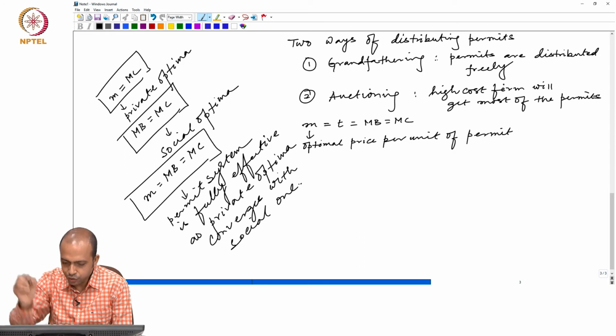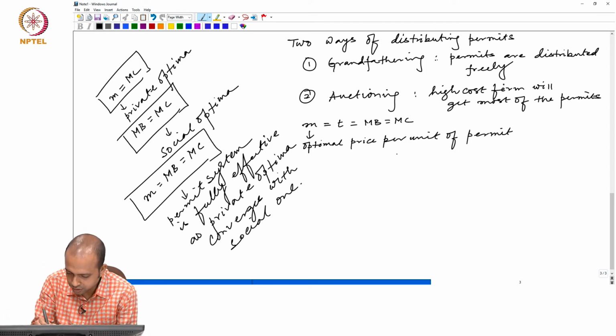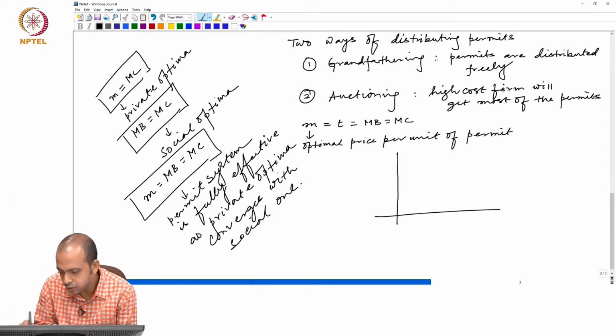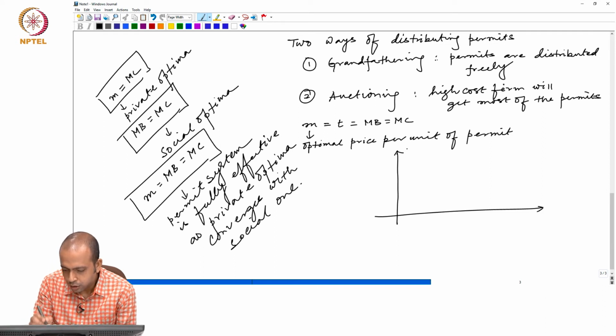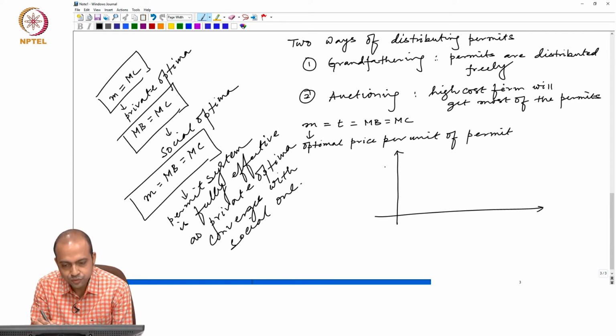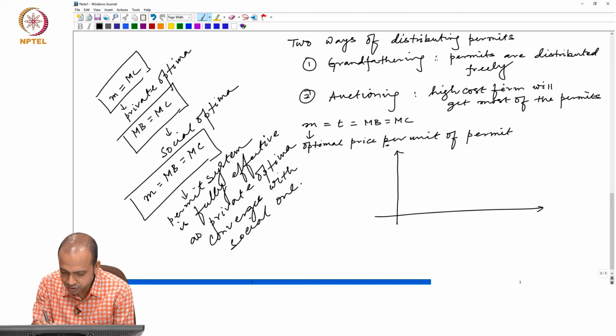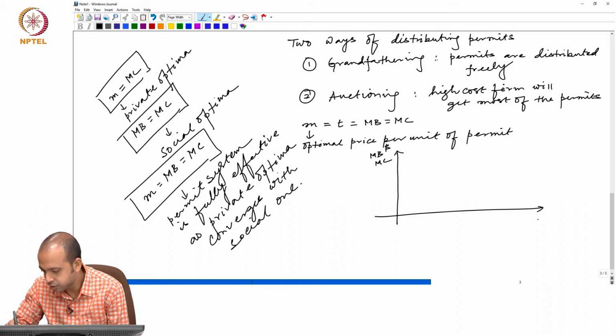All right. Now, let us say that this is our graph. On the y axis once again we are measuring dollars, because you can measure marginal benefit and marginal cost of pollution control, and here we are measuring pollution control.